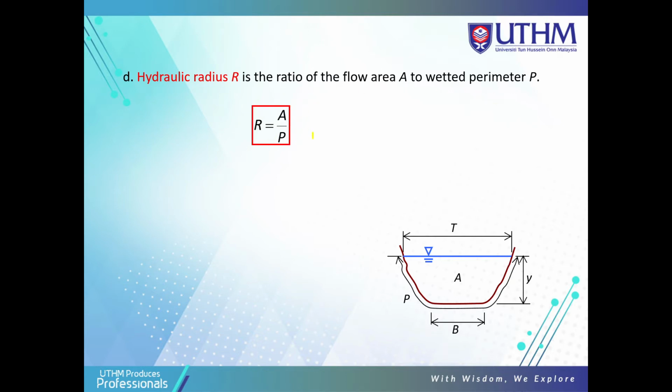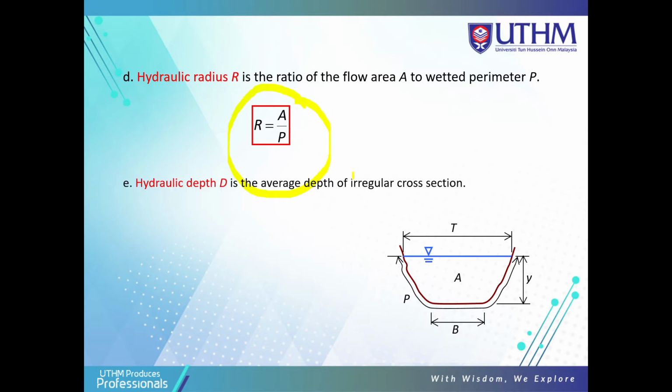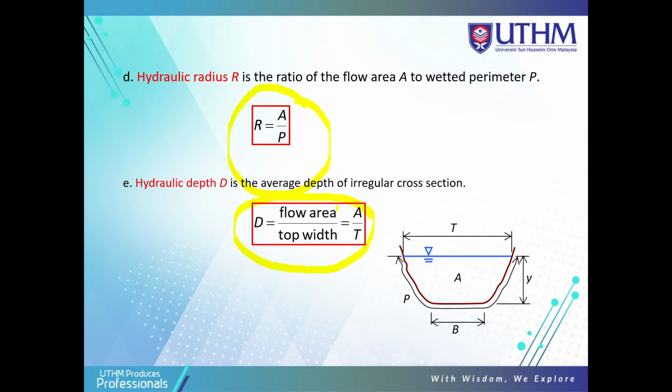So R is equal to A over P. Okay, R is A over P. Hydraulic depth is the average depth of a regular cross section: D is equal to A over T. So this is the geometry of the channel, using the trapezoidal.